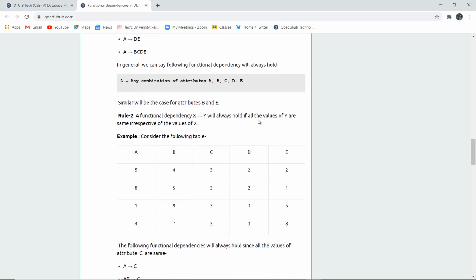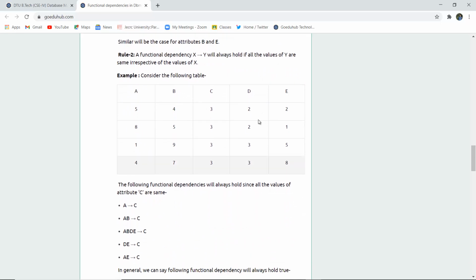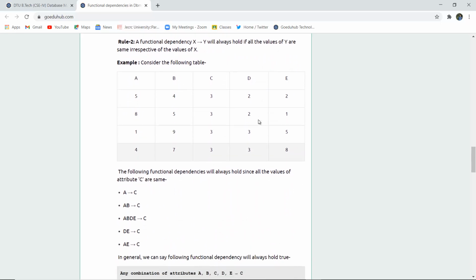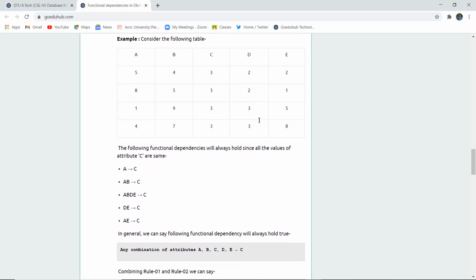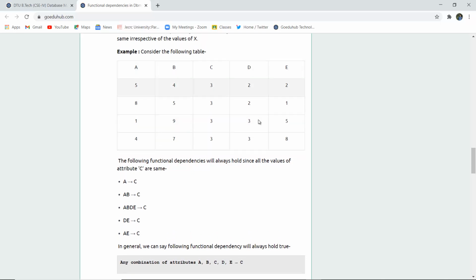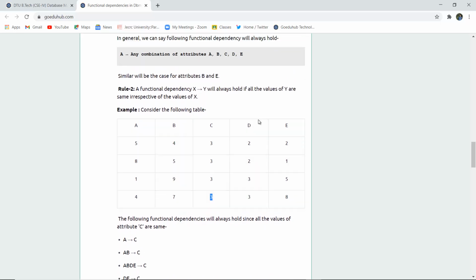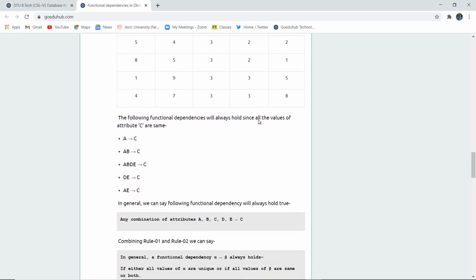The rule 2 of functional dependency is, a functional dependency x to y will always hold if all the values of y are the same, irrespective of the values of x. This is exactly the opposite of rule 1, and then also we can say that a functional dependency exists, and the combination will have a reverse order. That is, any combination of attributes A, B, C, D, E will get to C, because C always has the same set of values. Here you can see that C is always having the same set of values. So any combination of A, B, C, D and E will definitely determine C.